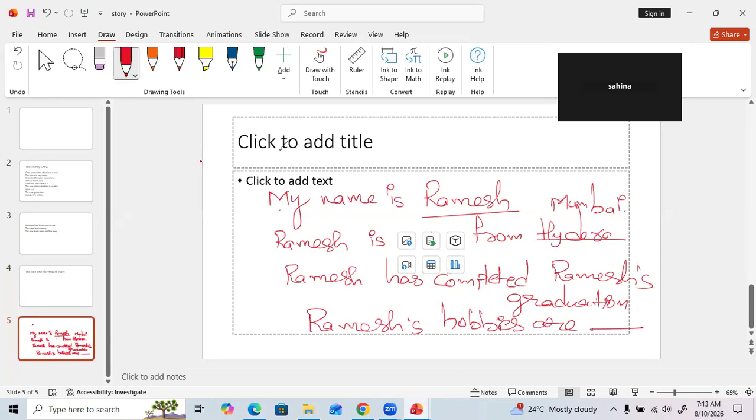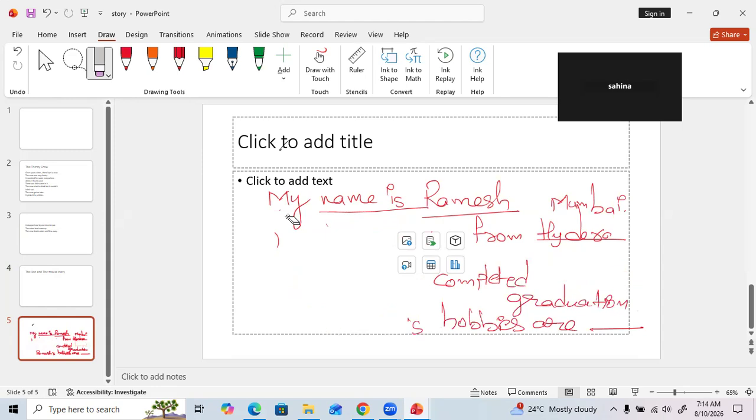Now let's see. So my name is Ramesh. Instead of saying I am from Mumbai, if you say Ramesh is from Mumbai, then people will get confused about which Ramesh is from Mumbai. And further, if I say Ramesh has completed Ramesh's graduation, instead of saying I have completed. So overall there will be confusion. So in order to overcome this confusion, you need to use a subject called pronoun. That is I here.